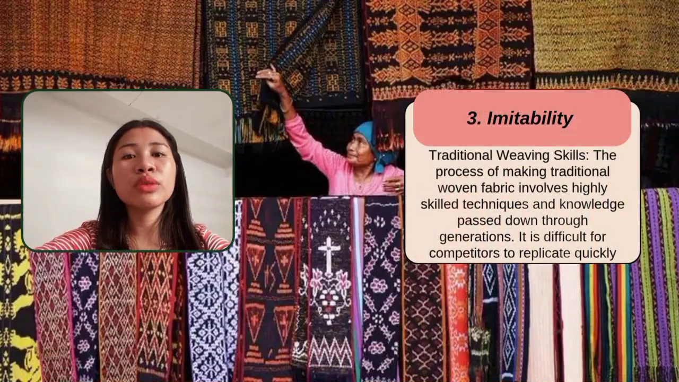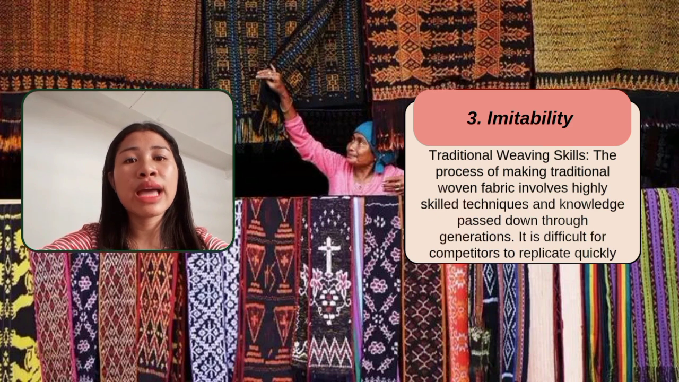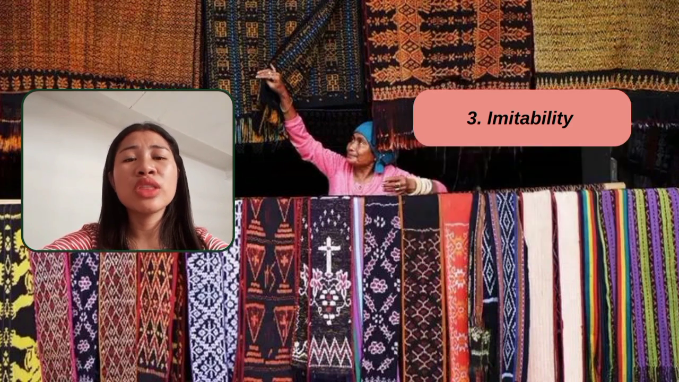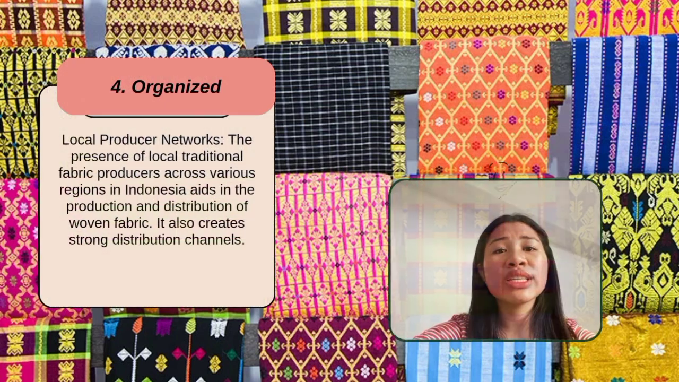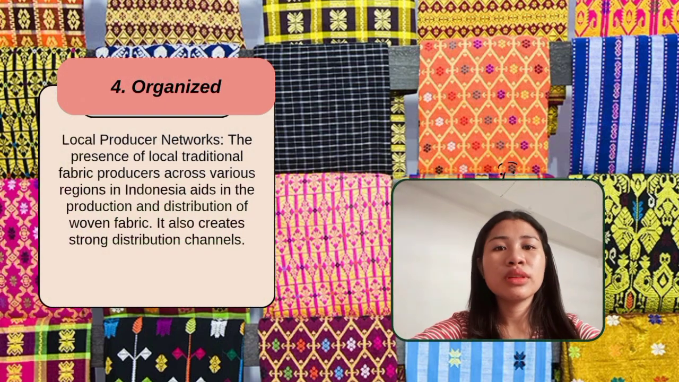Imitability. Traditional weaving skills. The process of making traditional woven fabric involves high-skilled techniques and knowledge passed down through generations. It is difficult for competitors to replicate quickly. The last one is organization. Local producer network. The presence of local traditional fabric producers across various regions in Indonesia aids in the production and distribution of woven fabrics. It also creates strong distribution.